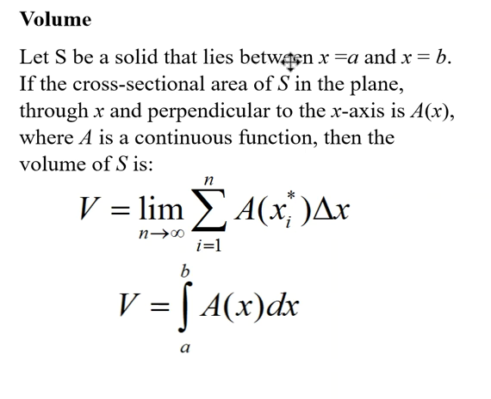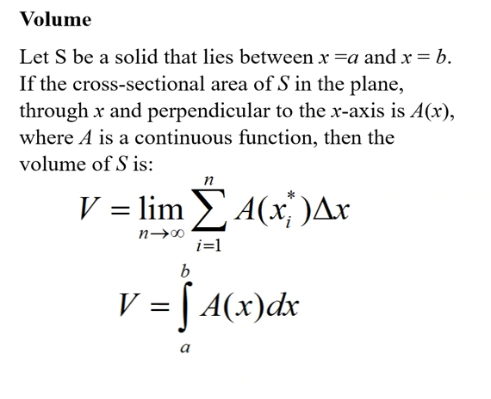If S is the solid that lies between x equals a and x equals b, and the cross-sectional area of S in a plane through x and perpendicular to the x-axis is A of x, where A is a continuous function, then the volume is the limit, as n approaches infinity, of the sum of n rectangles' area times the change in x, or the width of the rectangle, which is basically an integral from a to b of A of x dx.